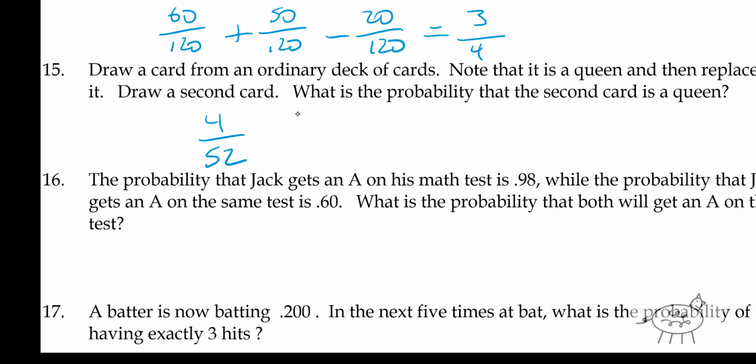Okay, 16. Probability that Jack gets an A on his math test is 0.98. Well, the probability that Jim gets an A on the same test is 0.6. What is the probability that they will both get an A on the test? Okay, well, that's just multiply them together. 0.98 times 0.6, so we get 0.59.